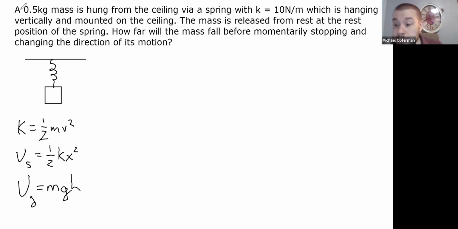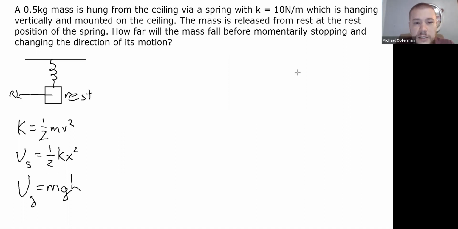Okay, next thing we need to do is identify what is the initial state, what is the final state. I've already drawn the initial state here. So at the initial state, the block is at rest, and it's at the rest length of the spring. I'll mark RL, rest length. So it's at rest, at the rest length.